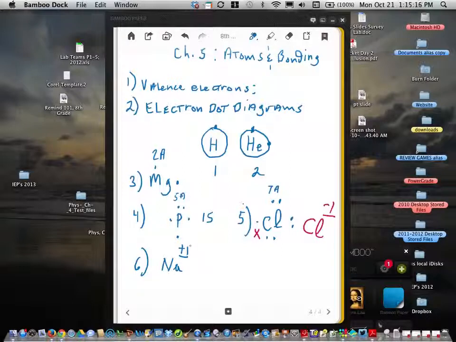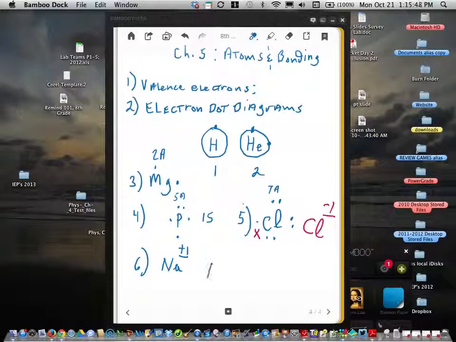Good. So that plus 1, does it mean that sodium is a giver or a taker? Giver. How many does it give? 1. So here we have an element that gives 1 electron. Here we have an element that takes 1 electron. That's a good match. A very good match, because here's how it works.